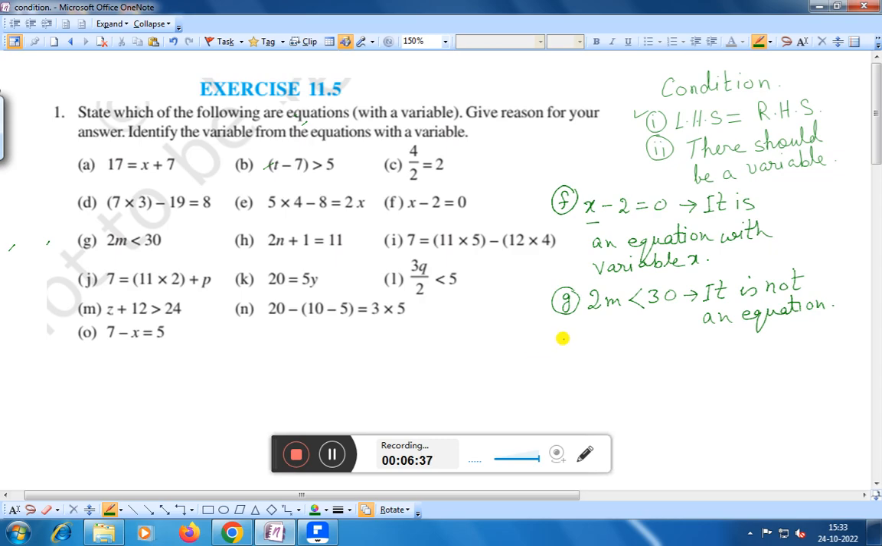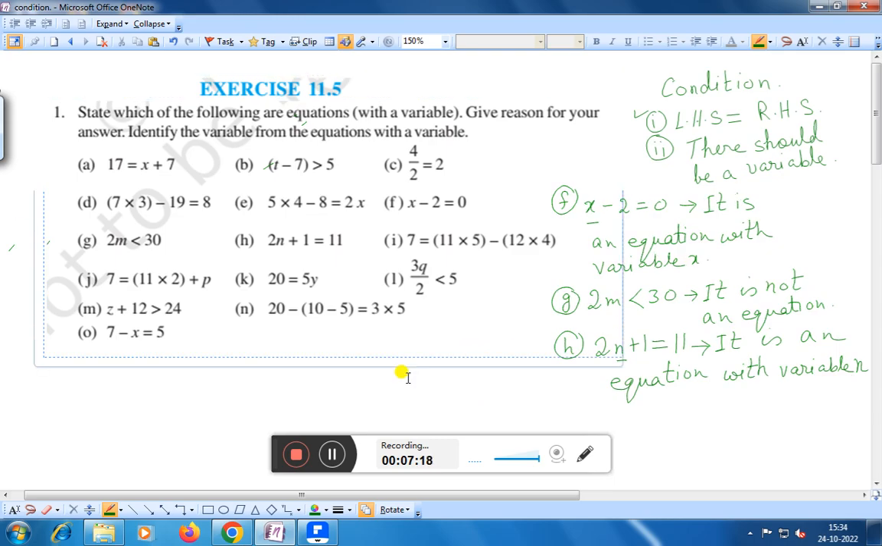Now question number H. Question number H is given as 2n plus 1 is equal to 11. Here you see, left hand side is equal to right hand side, and there is a variable n. Therefore it is an equation with variable n. Right?